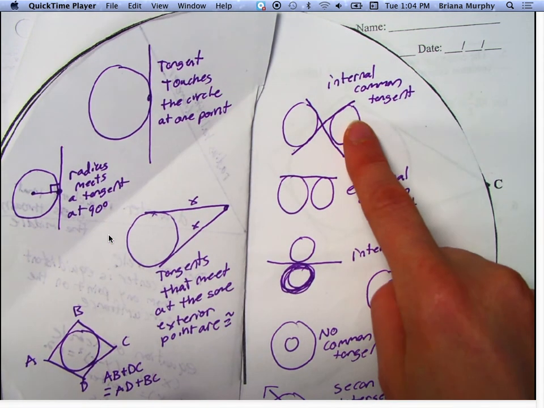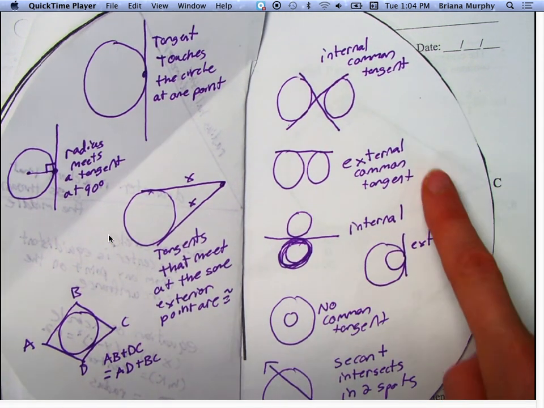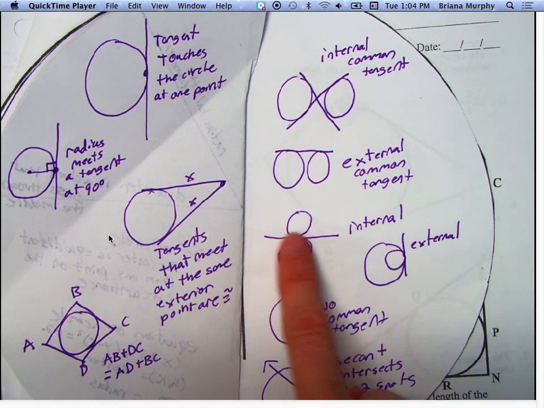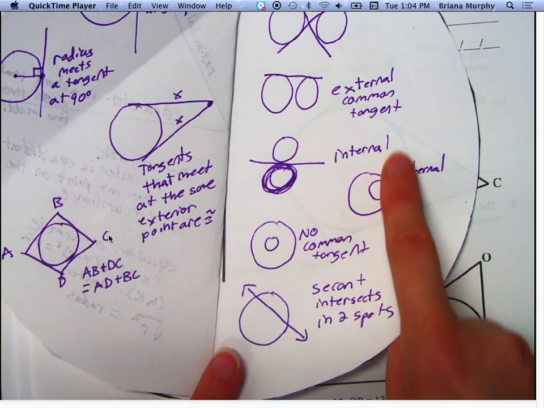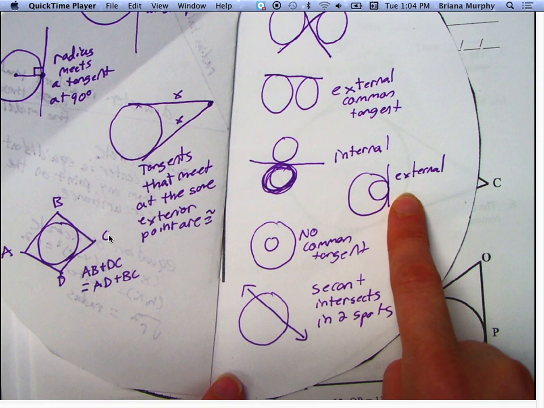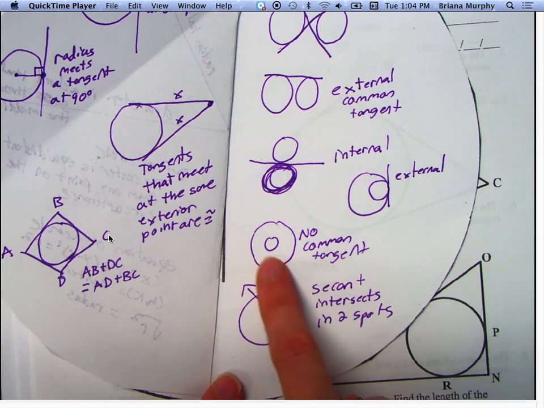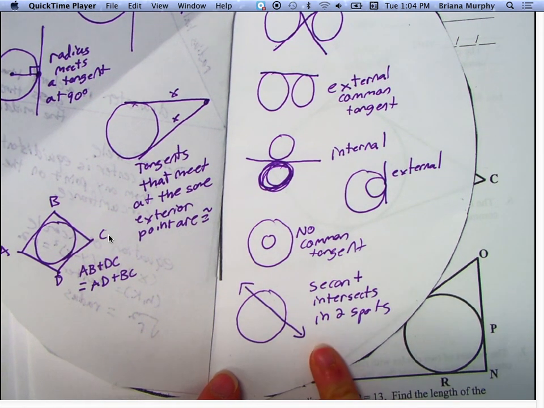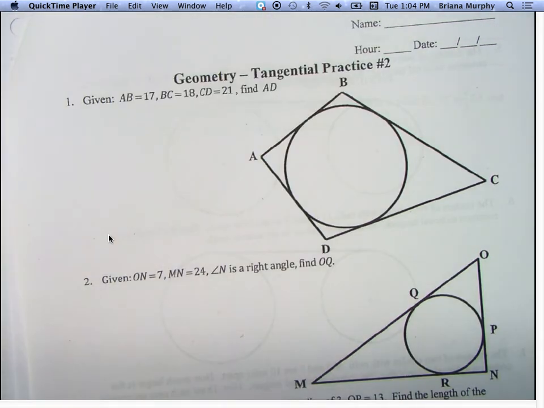We can have internal common tangents, external common tangents. Internal common tangents can look like this. External, if the circles are inside each other. If they're inside each other but not touching their circumference, there's none. And then we have one more thing, a secant intersects in 2 spots. Okay? So we're going to move to number 2.